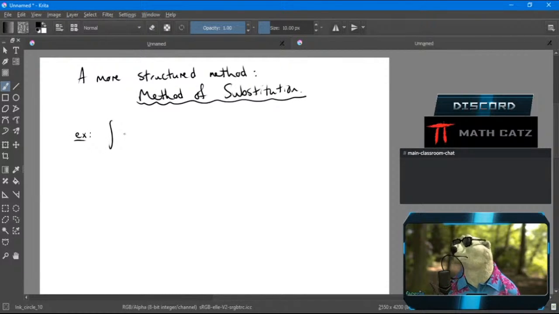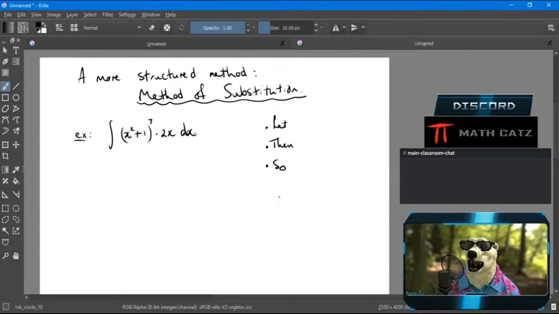Something we started with. Let's say (x squared plus 1) to the power of 7 times 2x, and my integral of that. Now, the method of substitution is going to do three things. No more and no less. I'm always going to write three things on the side that help me rewrite this integral into something that's not as chain rule heavy. And the words that help me remember it are let, then, so.